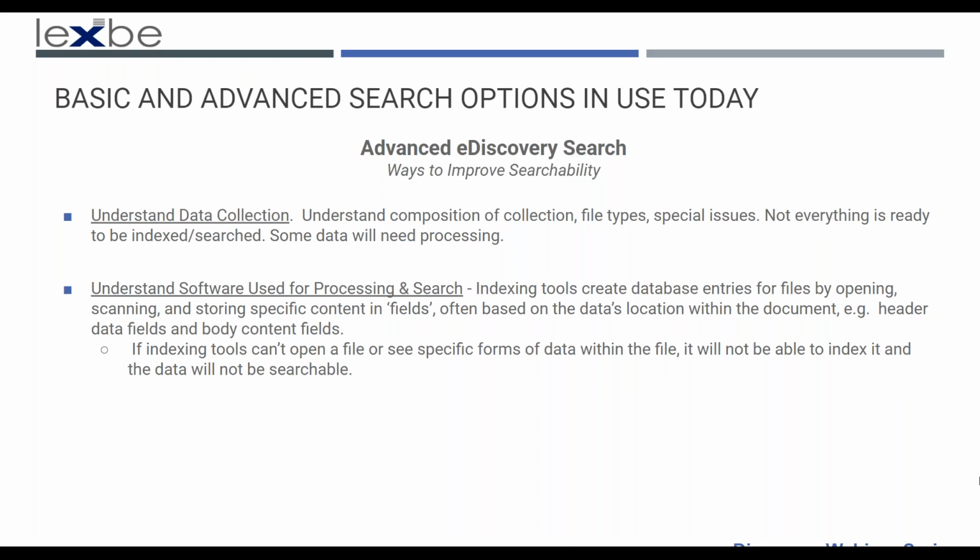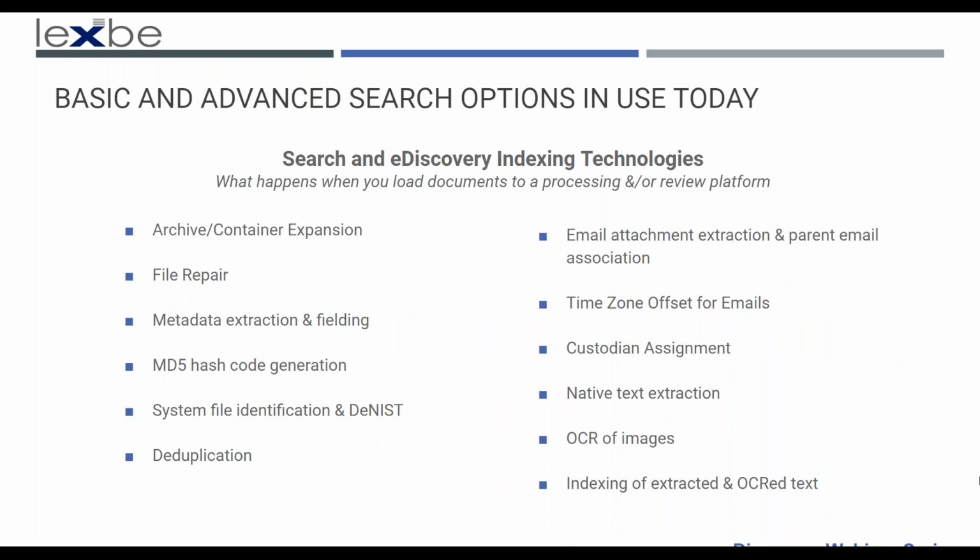So when you load your documents into a processing or review platform like Lexbe, what typically happens is an archive or container expansion will happen first. An archive or a container would be your zip files for loose documents. It would be your PST file or OST file or an MBOX file. Those are all email containers. So as soon as you load one of those, they expand, and they usually will account for each document being extracted. So each email and then any attachments, those will all be extracted as individual documents.